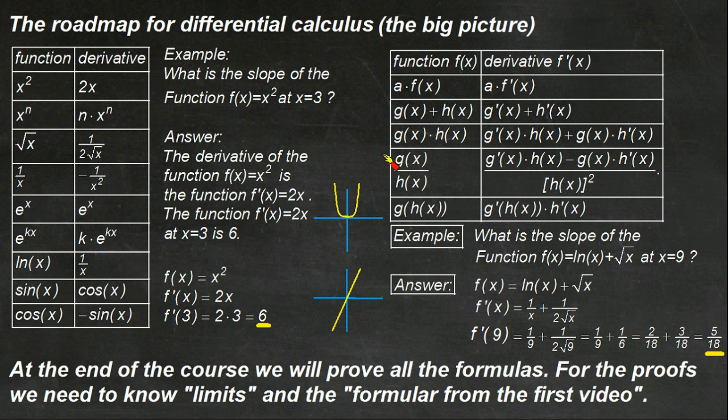If you want to find the slope of a straightforward function, you have to use this table, and if you want to find the slope of a complicated function, you have to use this table and this table, both tables. This is the difference. If you have a straightforward function, you use this table. If you have a complicated function, you have to use both tables.